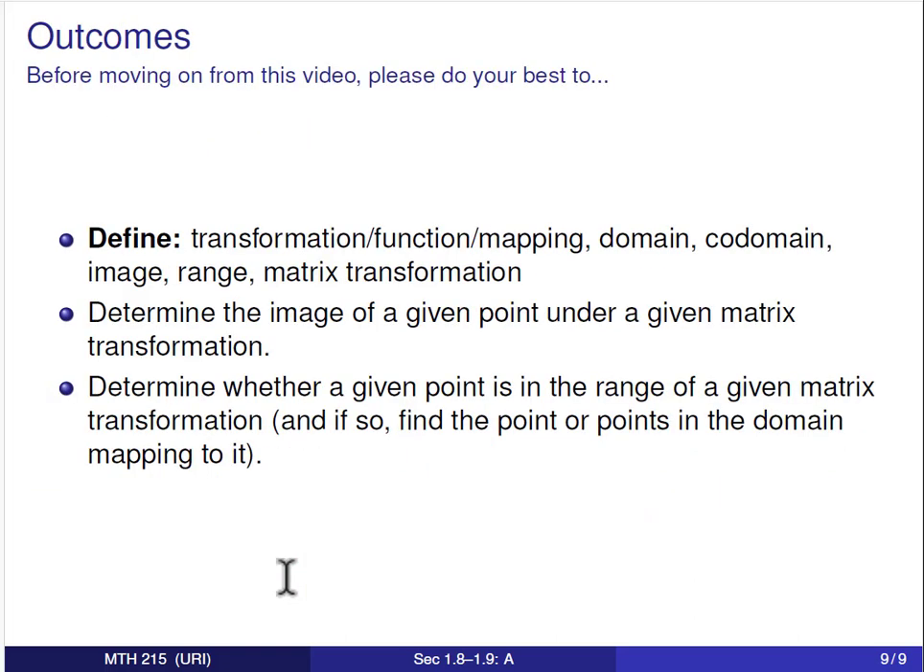Okay, well, that's all we need to do for this first video. We have defined a matrix transformation, function, mapping, domain, codomain, image, range, and matrix transformation. We have talked about the images of a given point under a given matrix transformation. That's just what happens when you plug a vector into the matrix transformation. And we've talked about finding whether a point is in the range or not in that last example we saw.